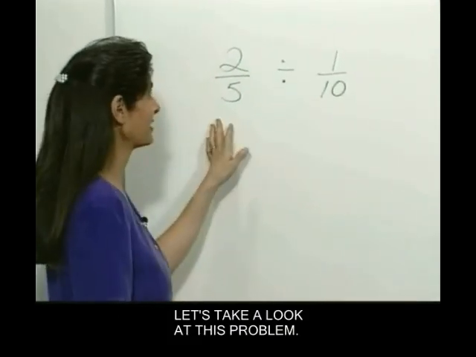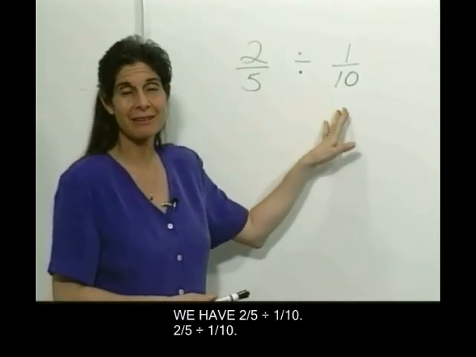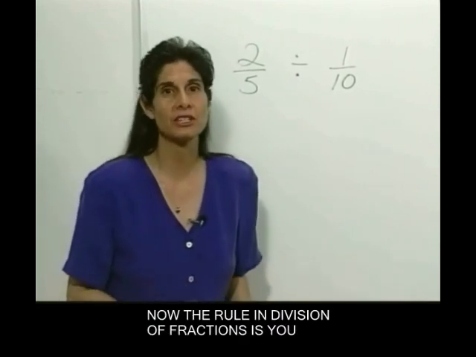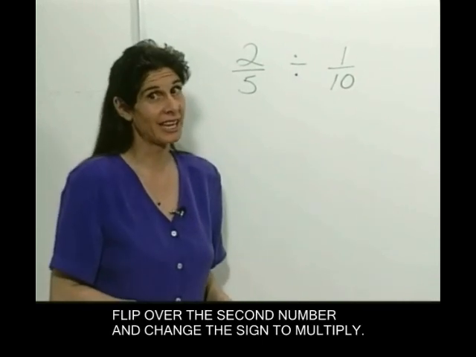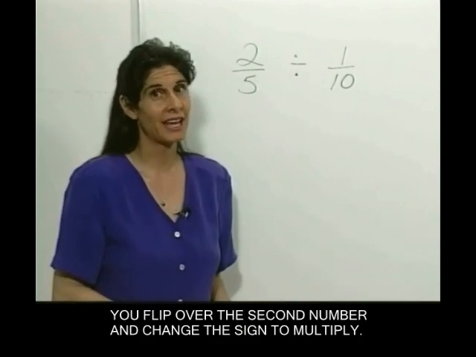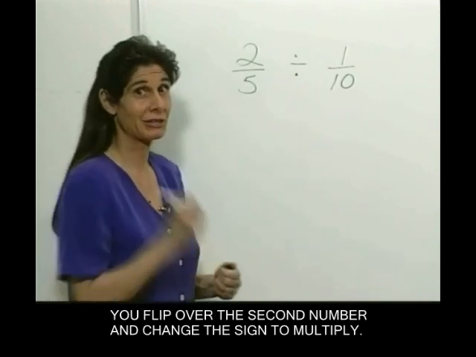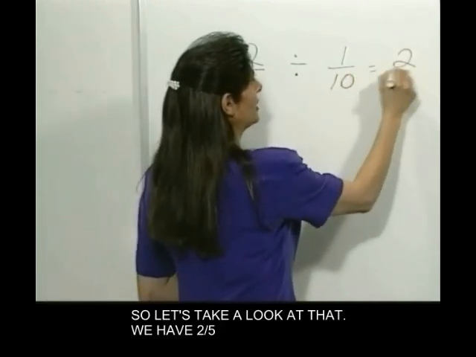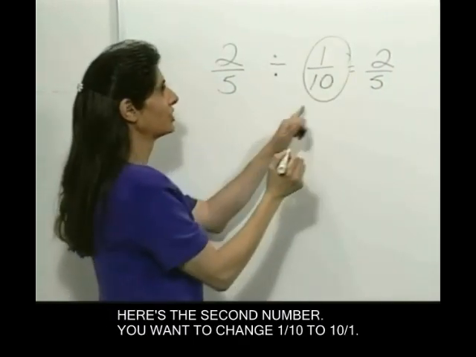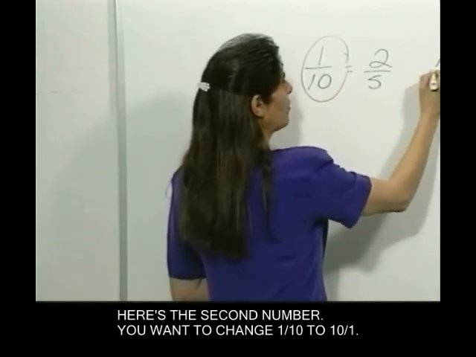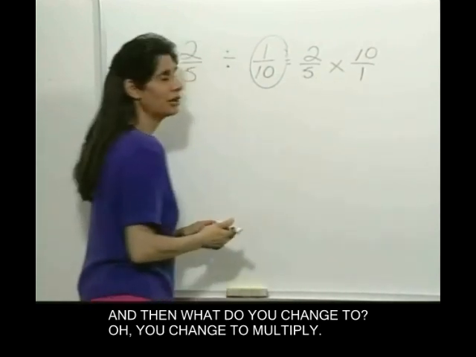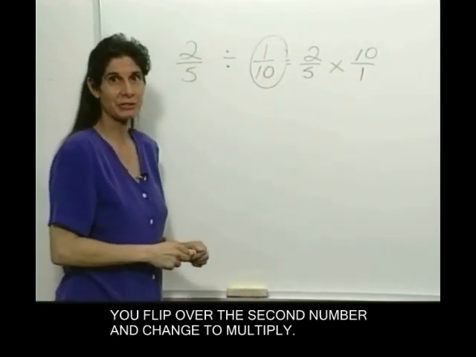Let's take a look at this problem. We have 2/5 divided by 1/10. Now the rule in division of fractions is you flip over the second number and change the sign to multiply. So let's take a look at that. We have 2/5, and the rule says you flip over the second number. Here's the second number. You want to change 1/10 to 10 over 1. And then what do you change to? Oh, you change to multiply.